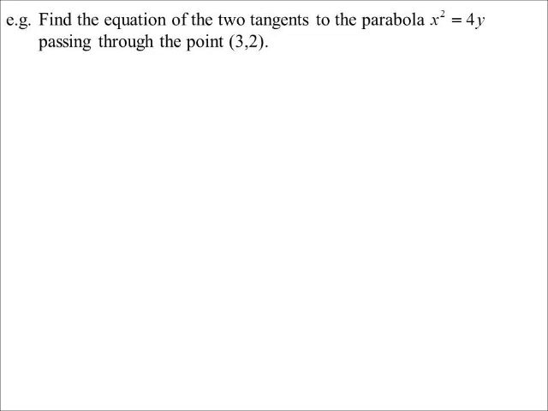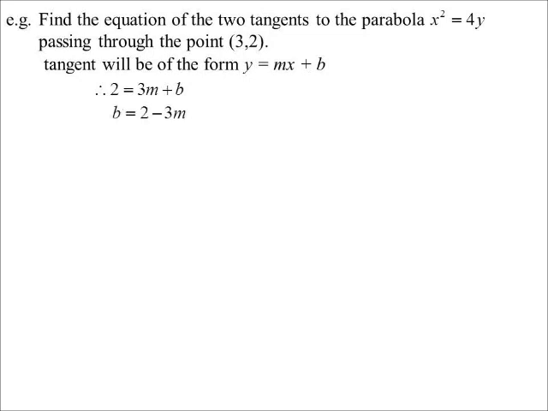Find the equation of the two tangents. So I'll be using the idea the discriminant is equal to 0. Okay. So I'll say, well, the tangent I know will be in the form y equals mx plus b. Okay. So therefore, 2 will equal 3m plus b, because I know that point, where we're saying the tangent passes through the point, must satisfy the equation of the line. So I'll just make b the subject there. So b is 2 minus 3m.